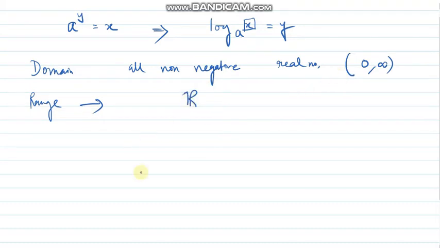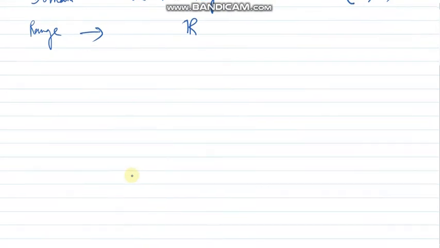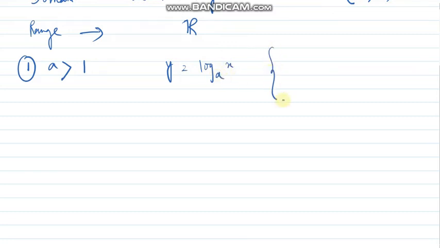Again, I have three cases. What are those three cases? The first case is if a is greater than 1. If a is greater than 1, then y equals log x to the base a, and this function will be of three types. This will be less than 0 if x is between 0 and 1. This will be equal to 0 if x is equal to 1. Just try to put the value: if x equals 1, then log 1 is equal to 0. That's why it becomes 0. And this will be greater than 0 if x is greater than 1.